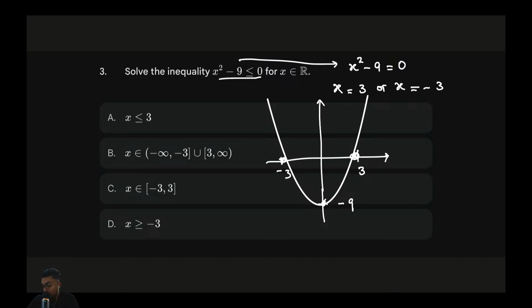So here, right? For x between negative 3 and 3, the curve is lying under the x-axis. So that means when x is from negative 3 until 3, x squared minus 9 is less than 0. But in this case, they also said less than or equal to 0, which means we include negative 3 and also 3. So the answer is C.